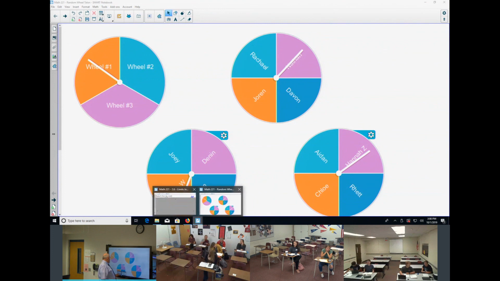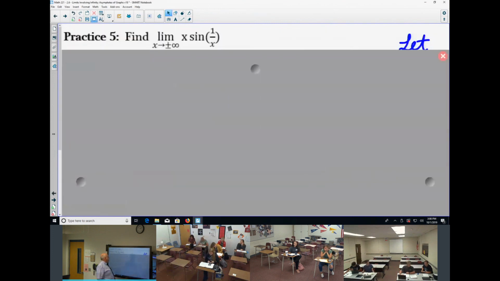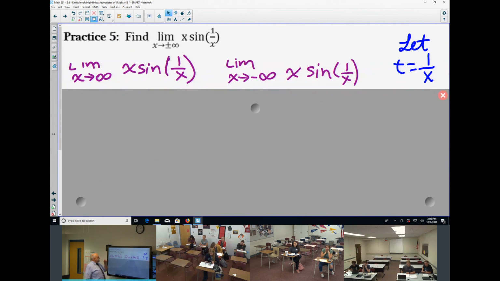All right, so Nathan, what do you think? 0. 0. Okay, I think that's a good guess. Let's see. Okay, so if you could look at as x approaches infinity and negative infinity separately. Okay, and we want to see if we end up with the same answer here. Because like it showed on the last problem, it's possible we could get two different answers here. So we've got to be a little careful.